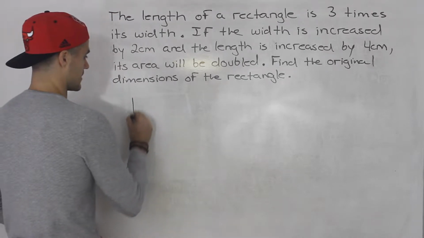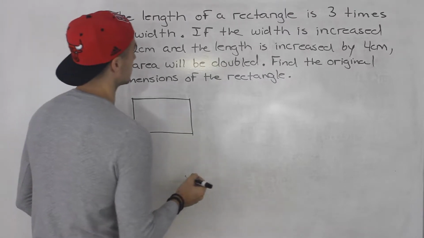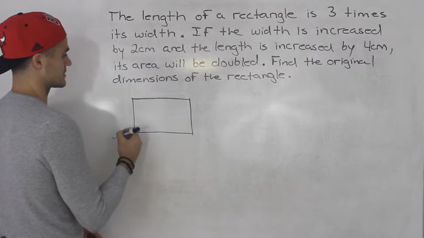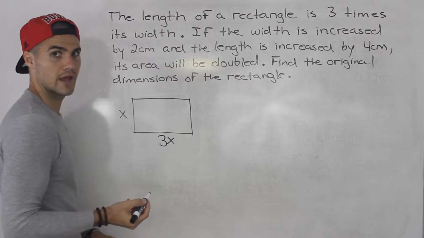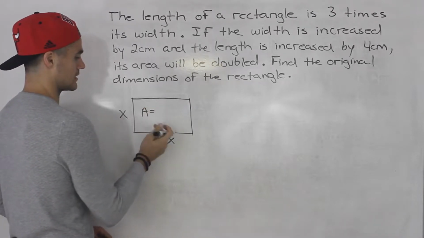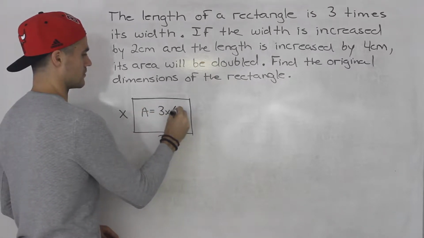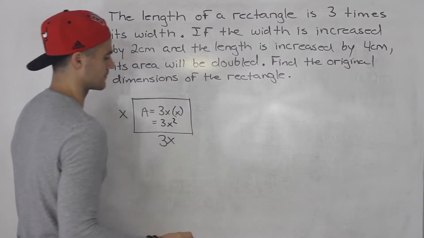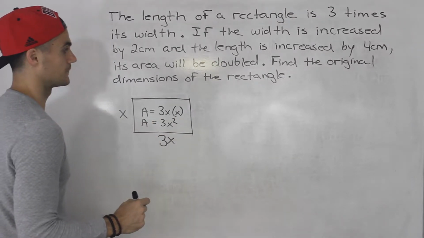So let's draw a diagram of what is happening here. We have a rectangle and the length is 3 times the width. So let's say we let the width be x. That means the length is going to be 3x. Right? So the area of this rectangle currently is equal to what? 3x, the length, times the width. So 3x times x, which gives us 3x squared. That's the area of our original rectangle.